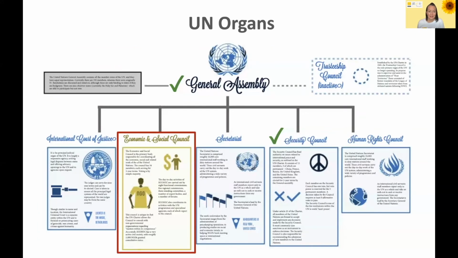The General Assembly and the Security Council are 2 of 6 main organs of the United Nations. Another key organ is the Economic and Social Council, which is responsible for reviewing the 2030 Agenda for Sustainable Development, i.e. the Sustainable Development Goals.